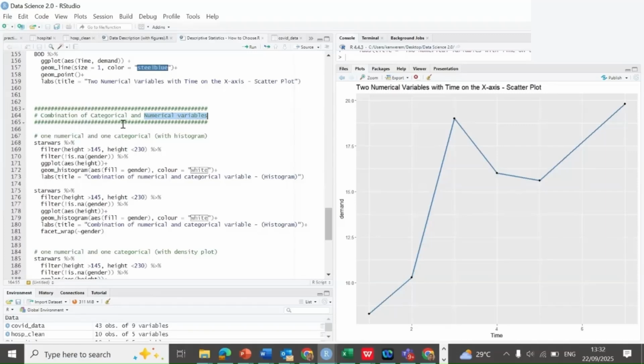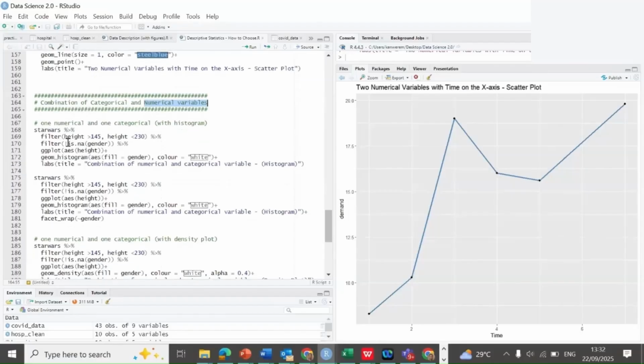Okay, so when you have a combination of a categorical and numerical variable, you make the plot of the numerical variable, which can either be a histogram, a box plot, or a density plot. And then you categorize it by the categorical variable. So let's put that into practice and see. In this case, we're doing a graph of height and gender. So height is the numerical variable and gender is the categorical variable.